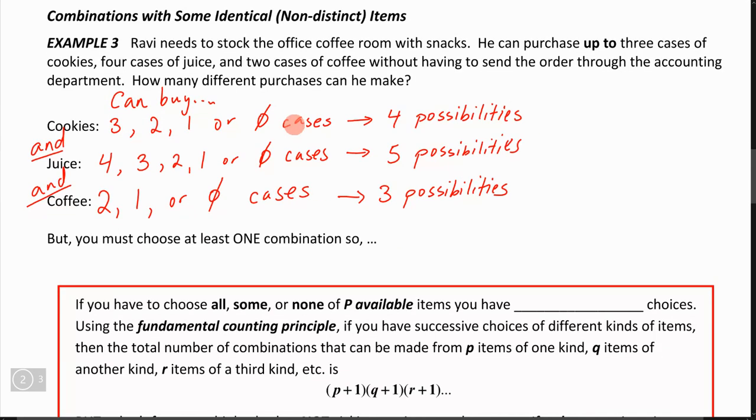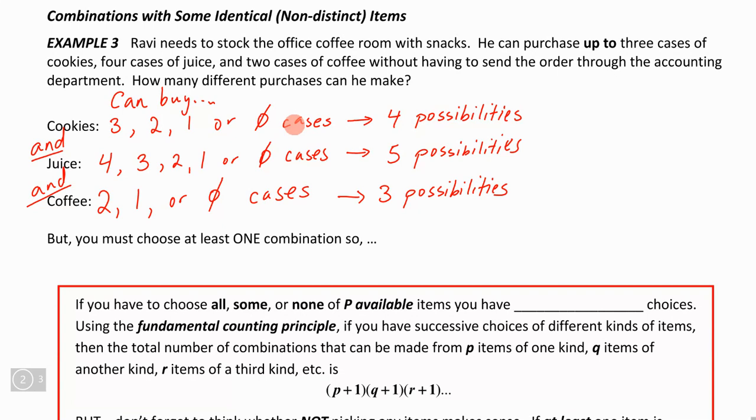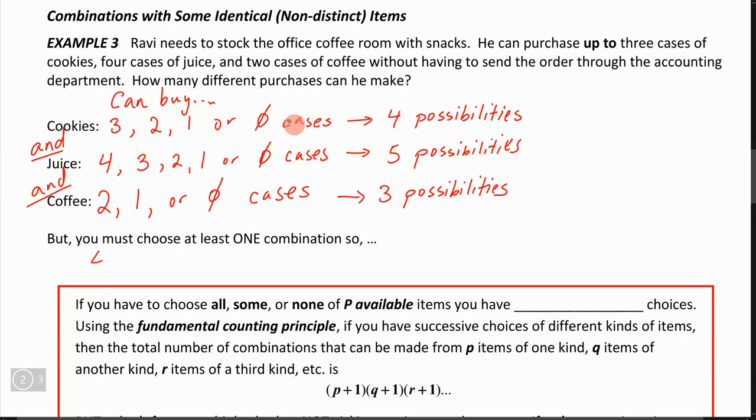Okay, so we must choose at least one combination. So the way we're going to do this is the multiplicative counting principle. Just take 4 times 5 times 3, and we subtract 1, because that 1 represents the case where we buy nothing. But we are interested only in the possible combinations where we actually purchase something. Okay. So that gives me a total of 59 possible purchases.